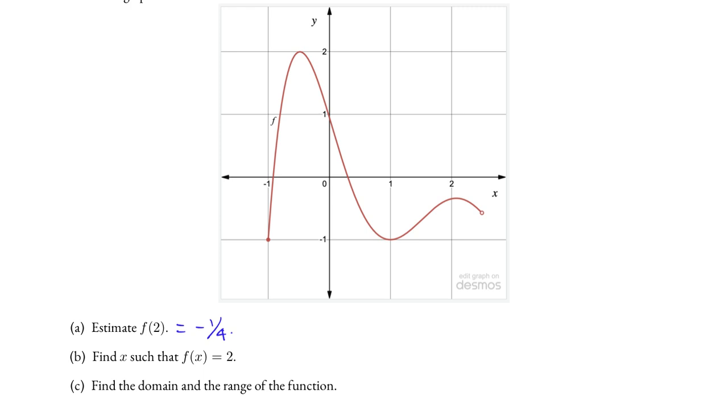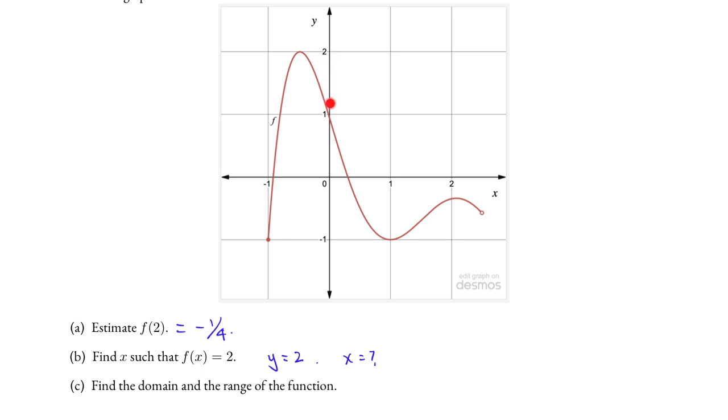Part B, find x such that f of x equals 2. Now in this case, we do not have x, but what we have is y equals 2, and we need to find out what x is. We would go to y equals 2 and then go to the graph. Now this time we have y equals 2.